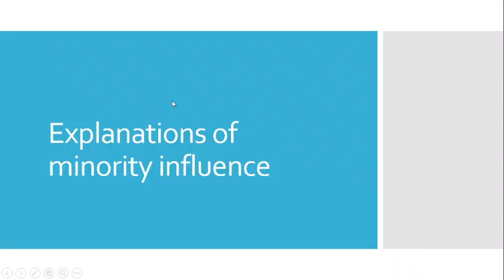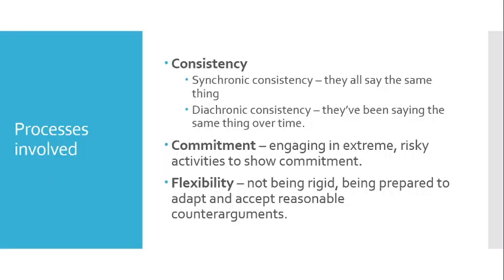Hello, this is A-level psychology, and this is looking at the social influence unit and explanations of minority influence. In the last video, we looked at Moscovici's research, and in this video, we're going to look at basically 3 explanations of minority influence and the evidence that we have for them. So let's have a look.